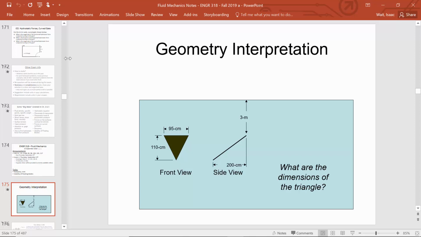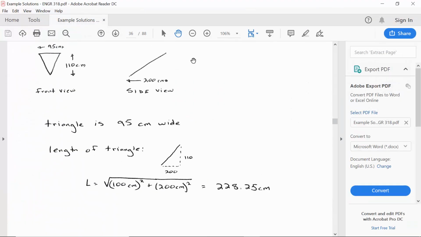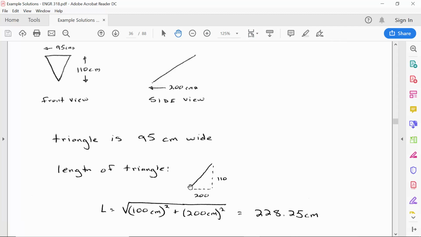All right, so what we're going to do with this one is that we know the width of the triangle just by looking at it directly. From the front view, we can get an accurate representation of its width, but then this physical length of the triangle is the hypotenuse of another triangle, where the base is 200 centimeters and the height is 110. And so what you should get is that the physical length of the triangle is 228.25 centimeters.